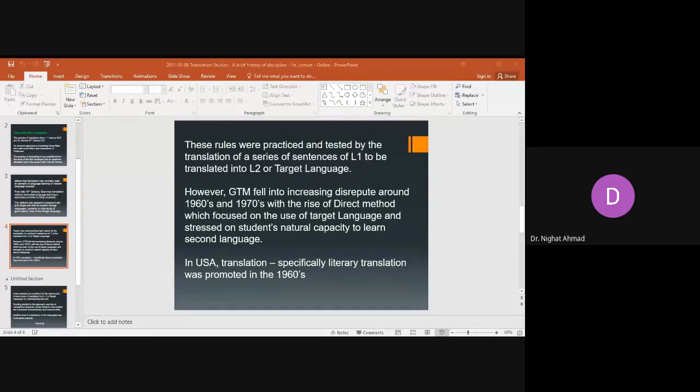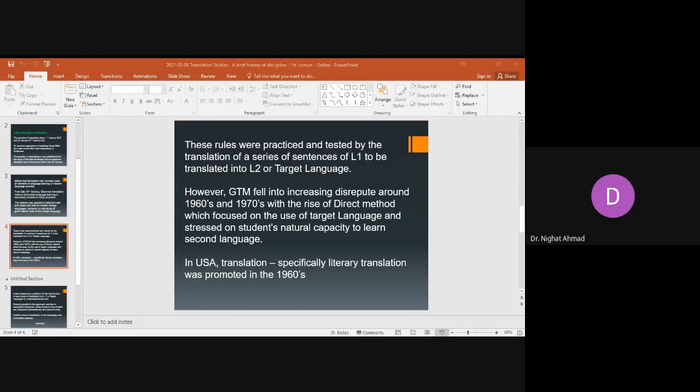So in USA, this trend was predominant in the 1960s in terms of the utility of translation as a discipline. It initially took its root in literary translation. I hope it's clear to you what was happening in the UK and other parts of Europe. Let me recap the history from the first and fourth centuries onwards: the first practical application of translation was translating the Holy Bible, the Greek Bible into Latin.